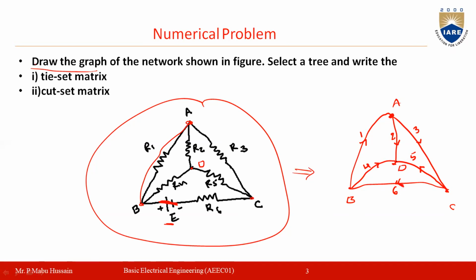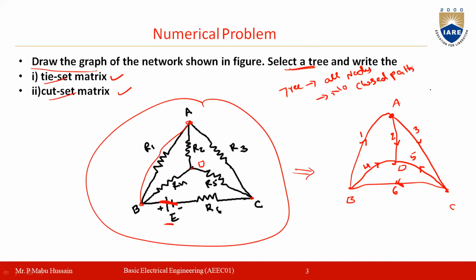Now from this graph, you have to develop the tie set matrix as well as the cut set matrix. Let us see how you can draw them. For both, whether it is the tie set matrix or the cut set matrix, first you have to select a tree. So what is a tree? A tree has all nodes of the original graph, but no closed path.